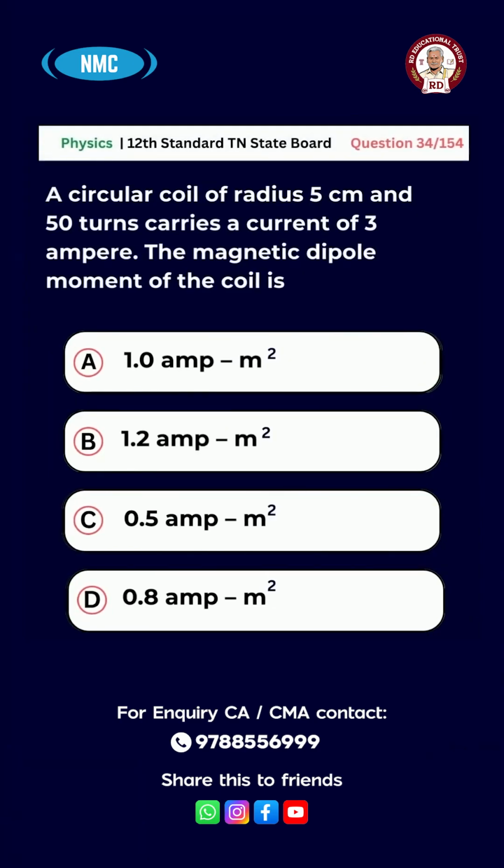Question number 34. A circular coil of radius 5 cm and 50 turns carries a current of 3 ampere. The magnetic dipole moment of the coil is nearly option A, 1.0 ampere meter square, B, 1.2 ampere meter square, C, 0.5 ampere meter square, D, 0.8 ampere meter square. And the right answer for this question is option B, 1.2 ampere meter square.